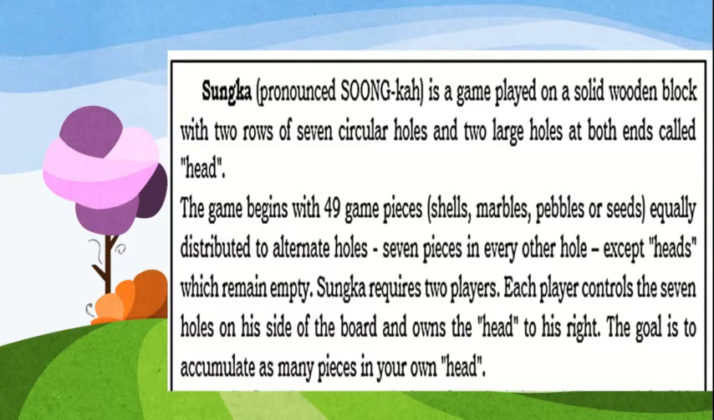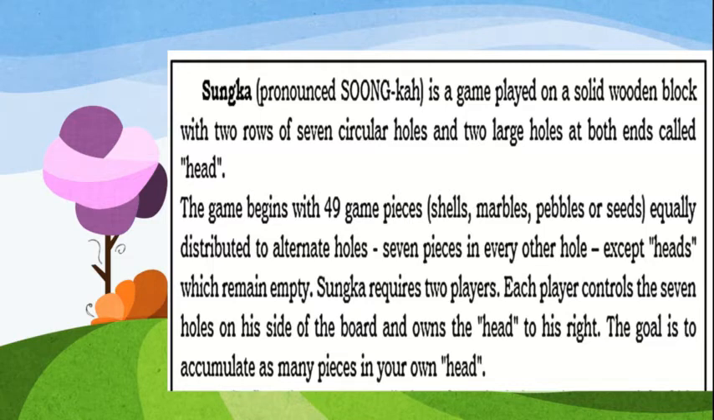Sungka is a game played on a solid wooden block with 2 rows of 7 circular holes and 2 large holes at both ends called head. The game begins with 49 game pieces, the shells, marbles, pebbles, or seeds, equally distributed to alternate holes, 7 pieces in every other hole except heads, which remain empty.